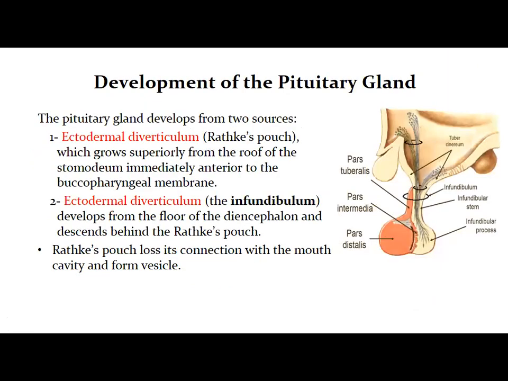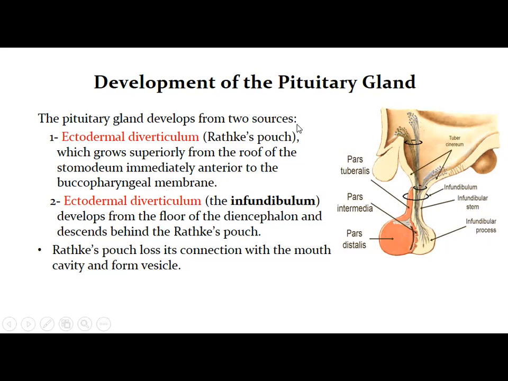Now let's see how this pituitary gland has developed, because we said it is partly an extension of the brain and partly from glandular structure. So how exactly has it developed to make itself a unique structure? The development of the pituitary, if you study, is from two sources. One is the ectodermal diverticulum called Rathke's pouch, and the second is the infundibulum coming from the brain. So it is developing from two structures. That's why it has two parts.